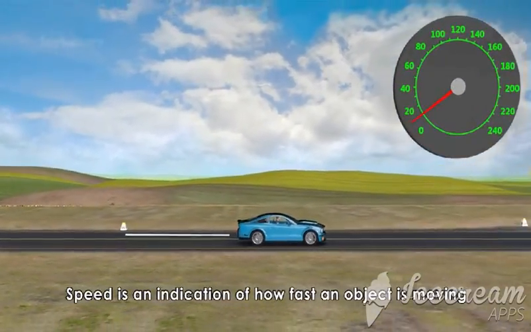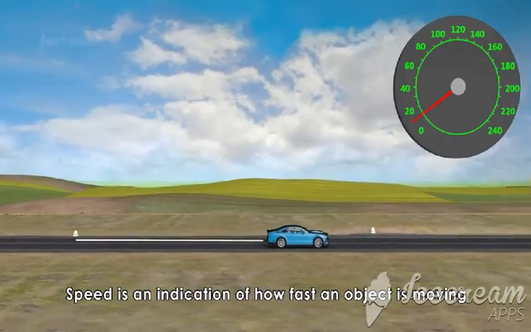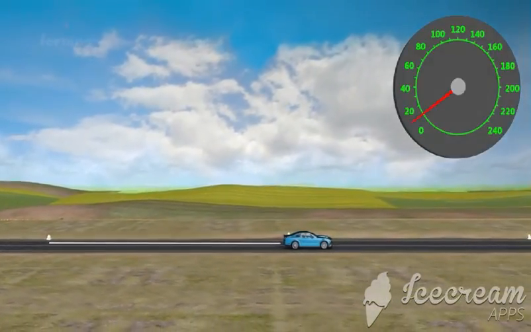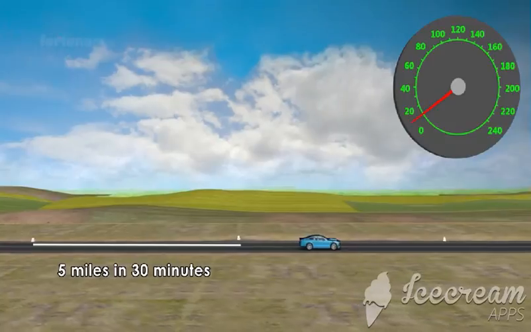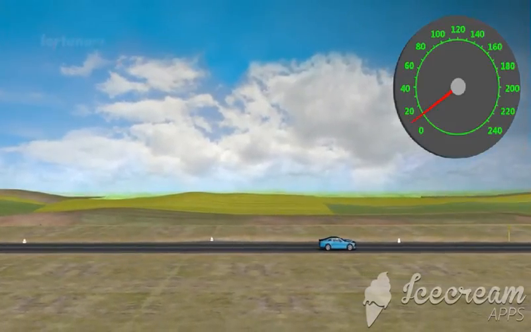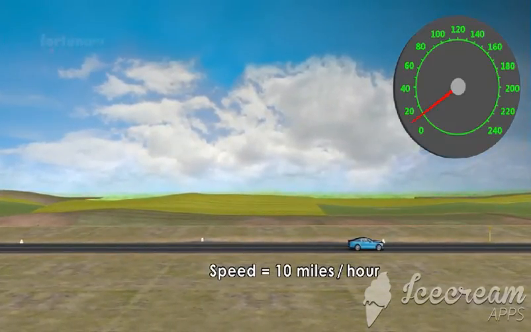Speed is an indication of how fast an object is moving. When a moving car is covering a distance of 5 miles in 30 minutes, we would say the car is moving at a speed of 10 miles per hour.